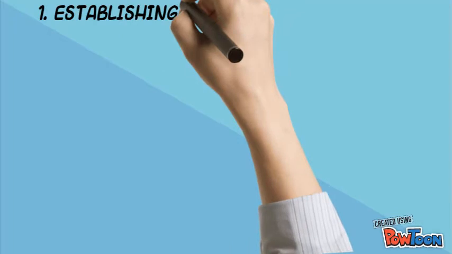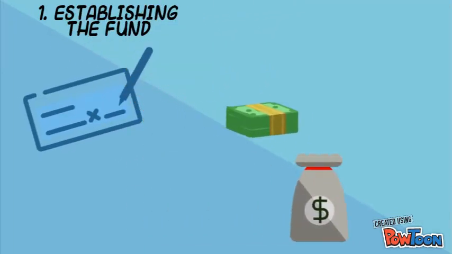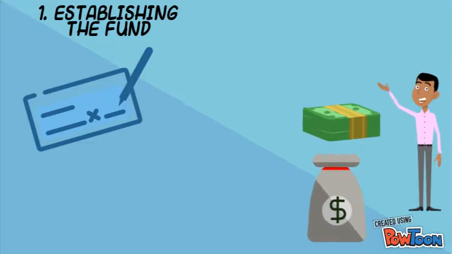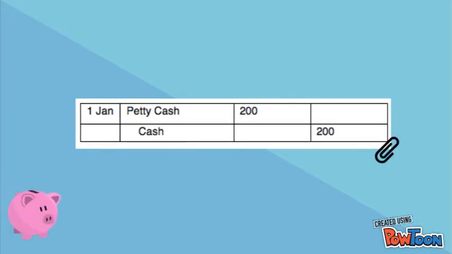Establishing the fund involves writing up a check for the amount wanted, cashing that check, and then handing the cash to the employee designated as the custodian. The journal entry will be recorded as Petty Cash Fund debited for, for example, $200 and cash credited for $200.